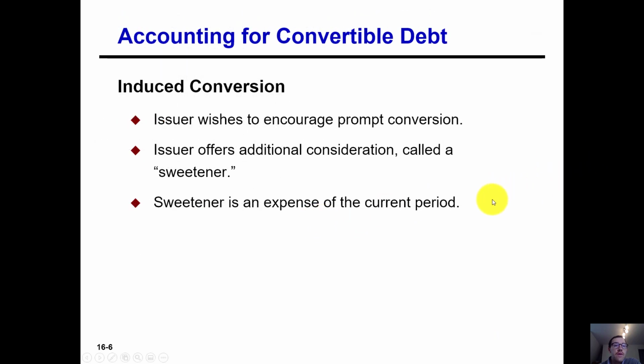Another thing is induced conversion. Whenever the bondholders convert, that's their option. It's up to them. The company can induce them, though. They can give them some encouragement, if you will, some incentive to convert. Why would they do that? Well, maybe they're concerned about their debt ratios. They want to lower their debt. So they may offer additional consideration called a sweetener. If they do that, that's considered an expense. If you essentially pay them money to convert, that's an expense.